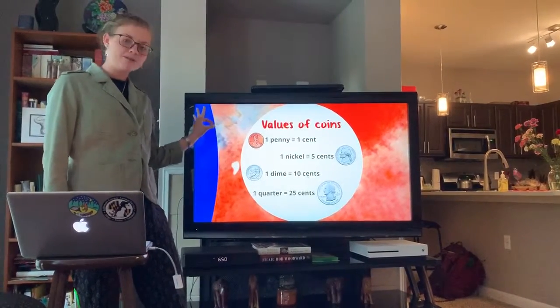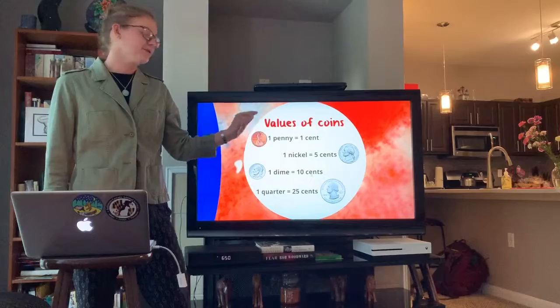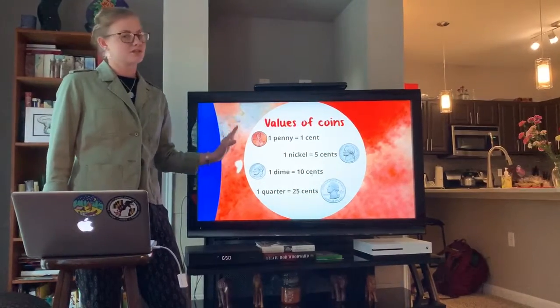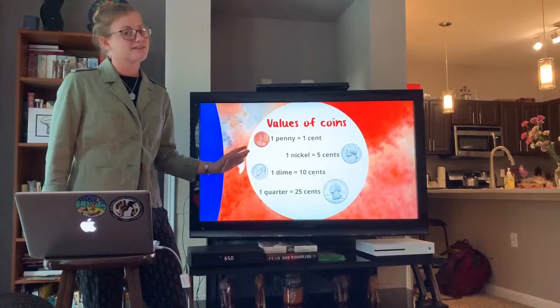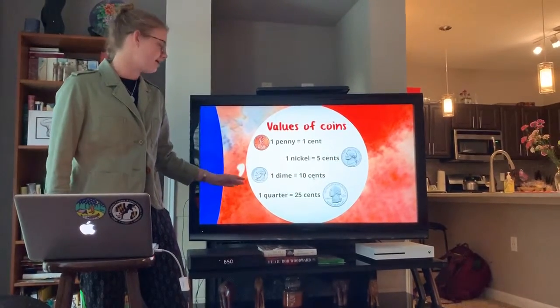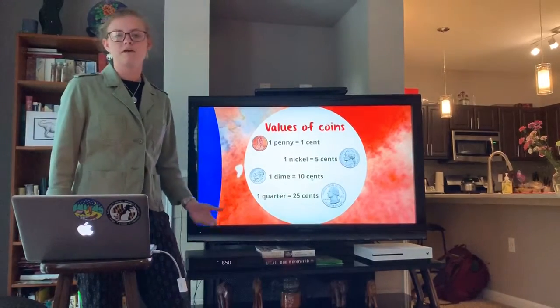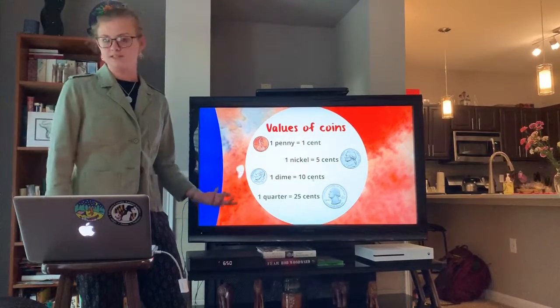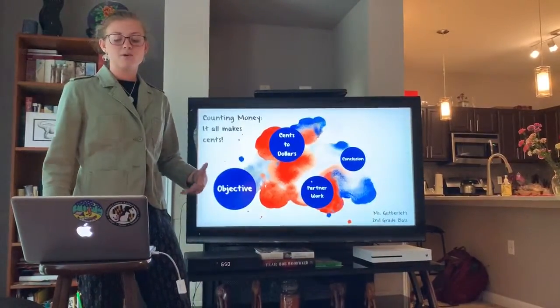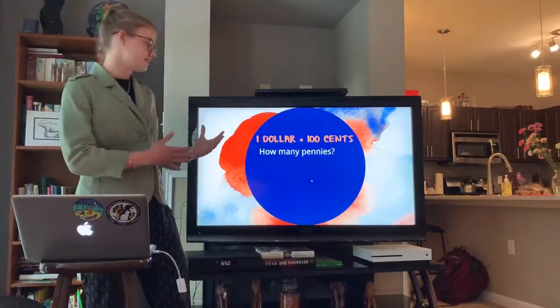The penny is brown and small. The nickel is a little bigger and silver. The dime, which is confusing, is very small. It should be bigger because it's more than the nickel, but we can't argue that. And then we've got a quarter, which is 25 cents and also the biggest, so it's a little easier to remember.